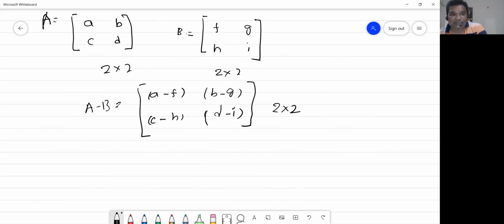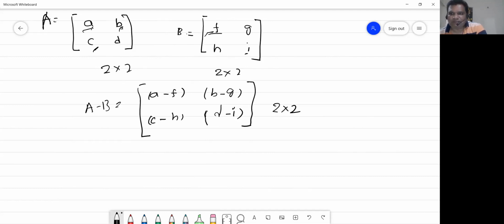Try to understand. C cannot be added to F, or B cannot be added to I. A can be added to F, or A can be subtracted from F, or B, G, C, H, D, I. So this is regarding matrix addition and subtraction.